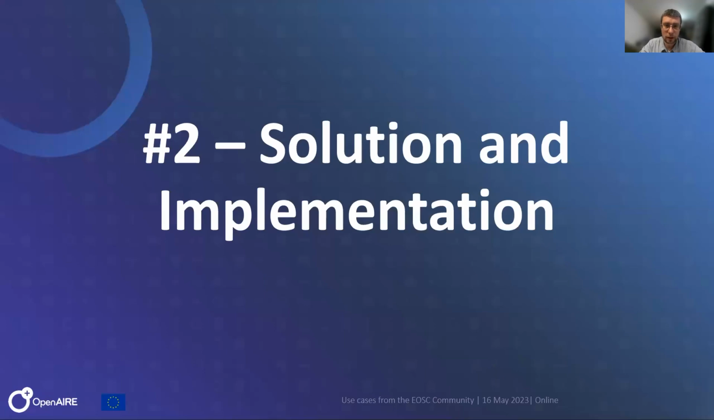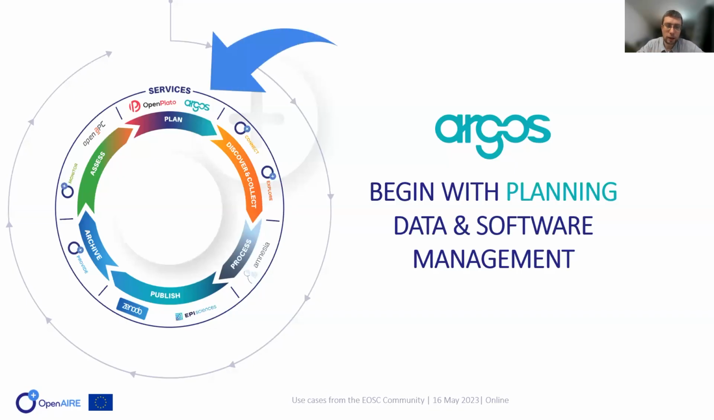So how does it look like? Well, if we look into the whole data management cycle, from planning, discovering, collecting data, processing data, publishing, archiving, and then later accessing. So within this large cycle of all the different services, Argos is, of course, quite at the very beginning with the planning, how do I go about it?